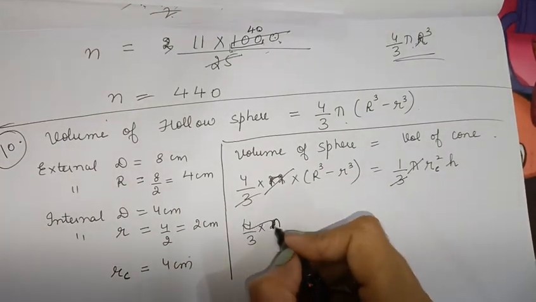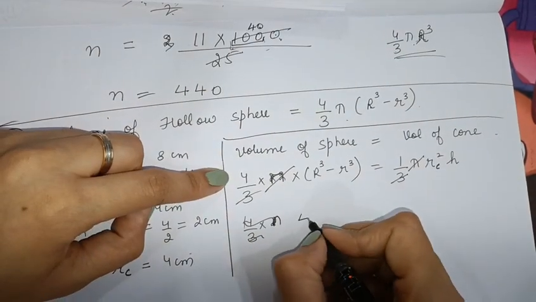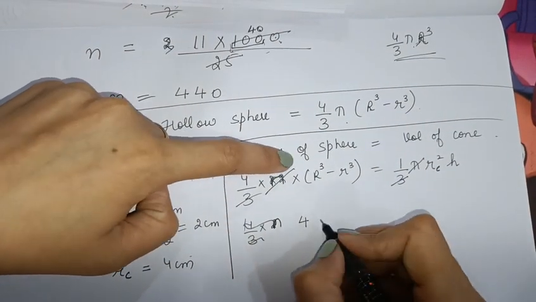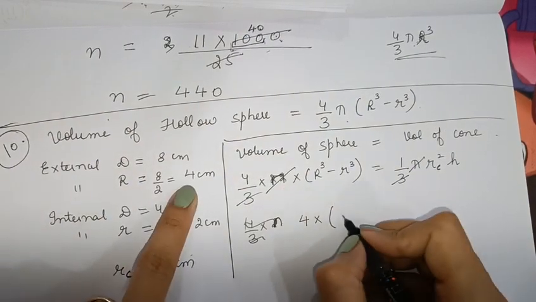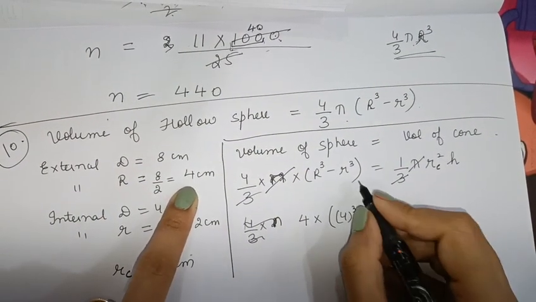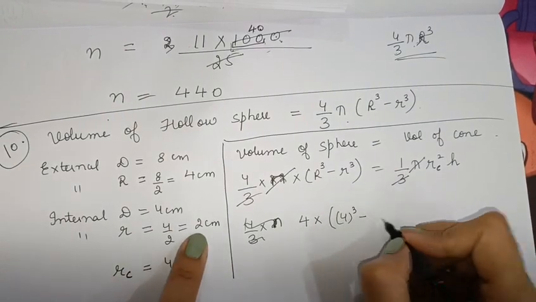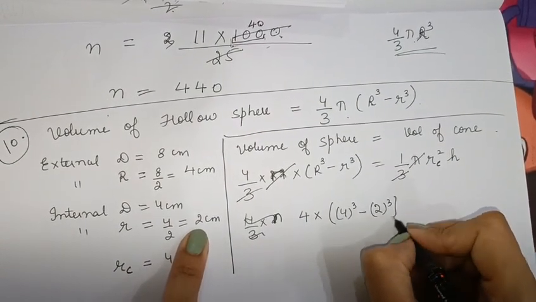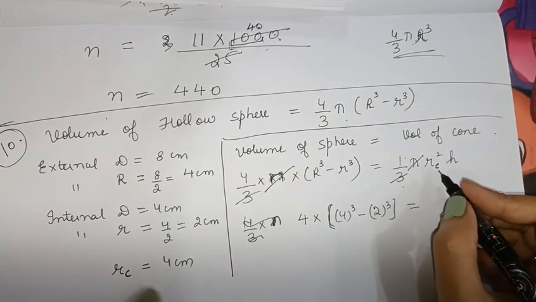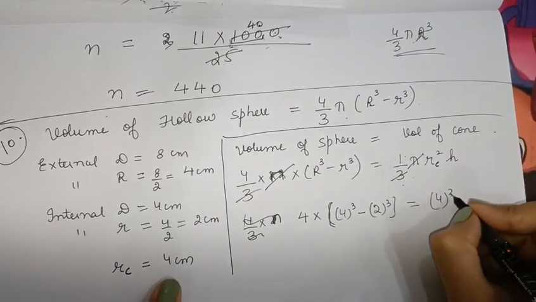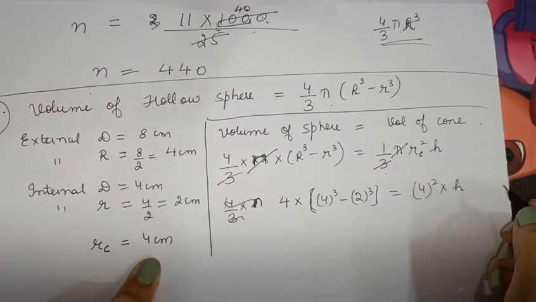So the remaining things I will write. Here only 4 is left. Pi also got cancelled. R cube's value, capital R is 4, so 4 cube, minus small r's value is 2 cube, is equal to, here this got cancelled. So r square is 4 square, and this height we have to find.